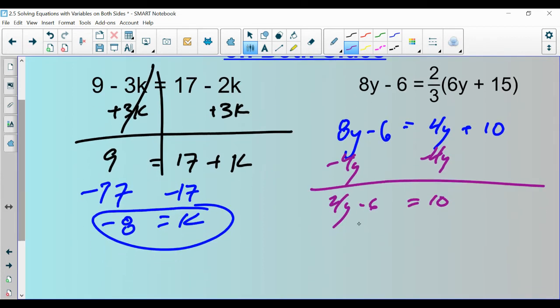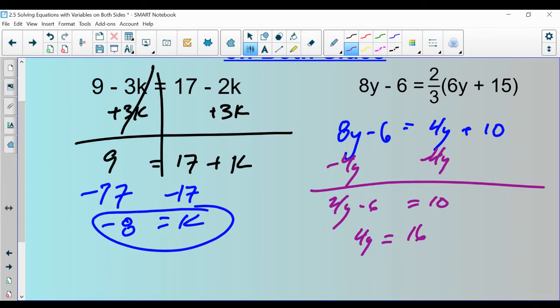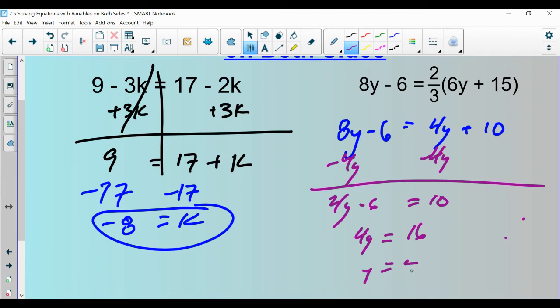Add 6 to both sides. 4y is equal to 16. So y is equal to 4.